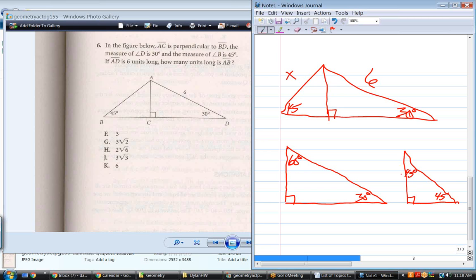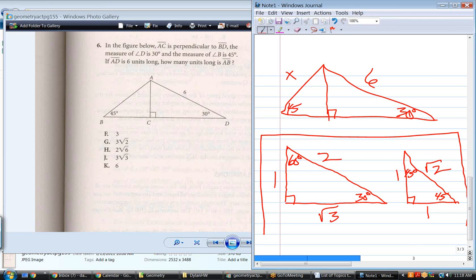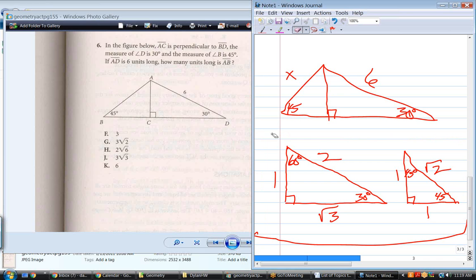The reason I call them my unit ones is because the dimension of the side opposite the smallest angle is 1. That makes the dimensions of the other sides this. If there's ever anything you want to memorize in geometry, memorize this picture right here. Be able to recreate that at any point in time, and that will serve you so well for the rest of your math career, you can't imagine it.